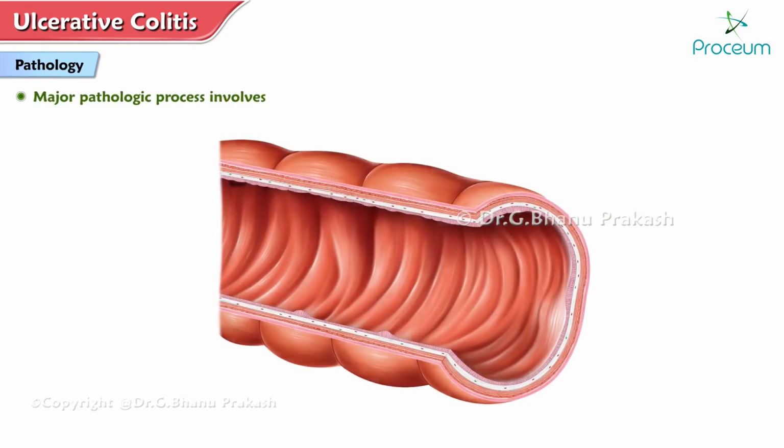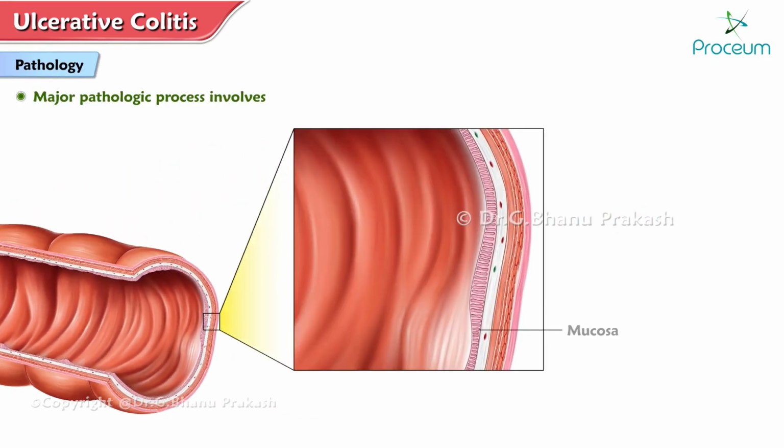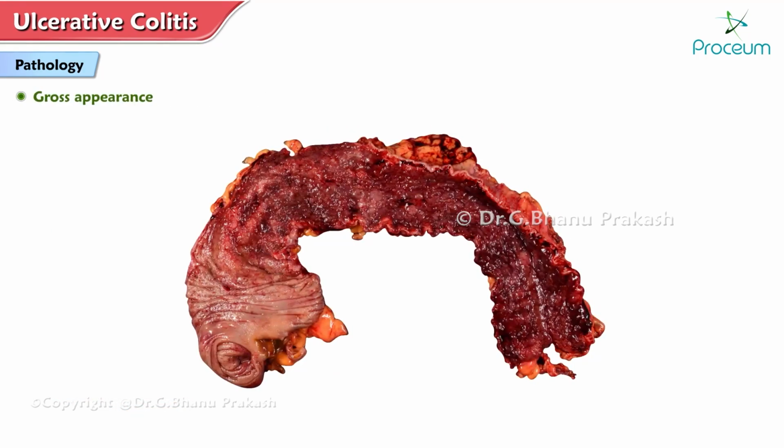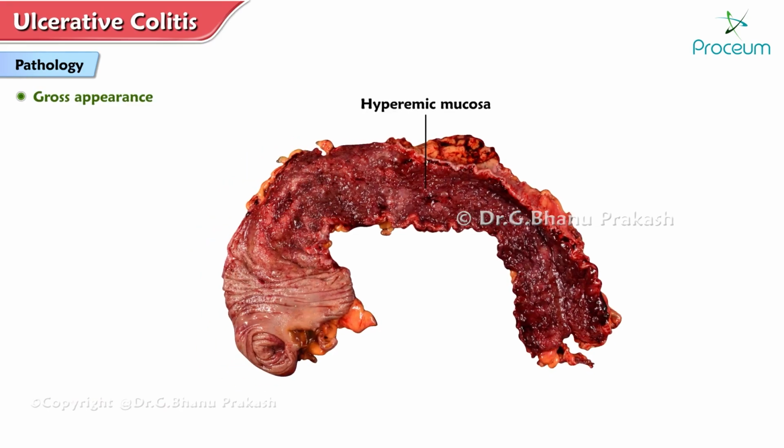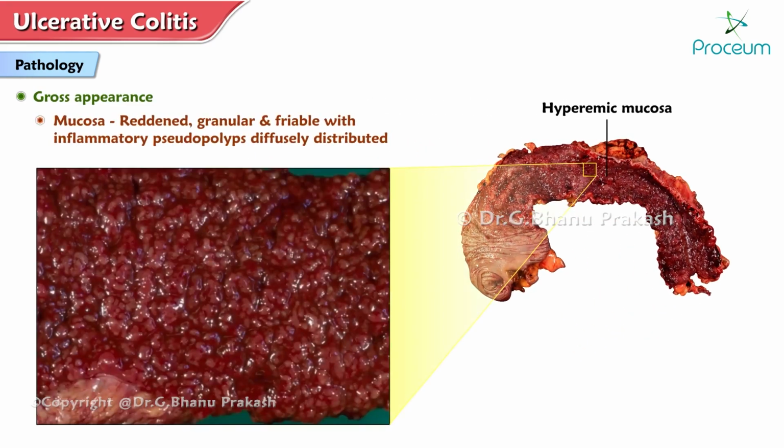Pathology. Major pathologic process involves mucosa and submucosa of the colon, with sparing of the muscularis. Typical gross appearance: hyperemic mucosa, in which mucosa is reddened, granular, and friable with inflammatory pseudopolyps, which are diffusely distributed. There can be extensive ulceration or atrophic and flattened mucosa with no skip lesions.